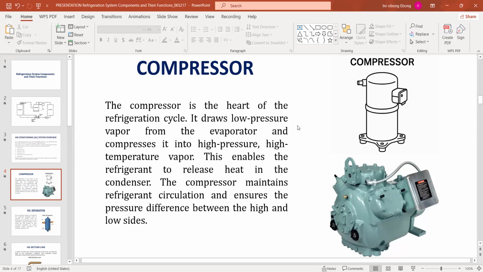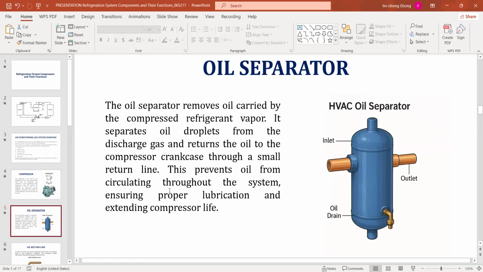You can also use the size of the pipe to differentiate this. On the discharge side, the pipe is always smaller, while on the suction side, the pipe is always bigger. So you can use that to differentiate it. The discharge side is your high pressure side. The suction side is your low side. So that takes us to the next item.